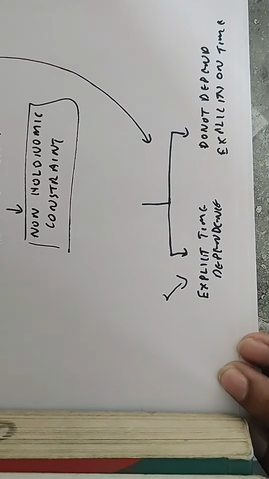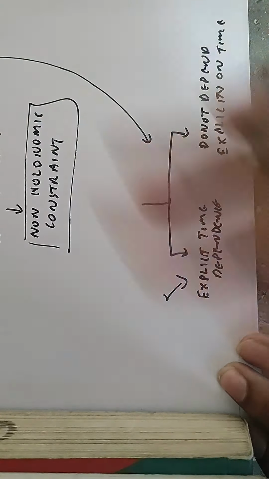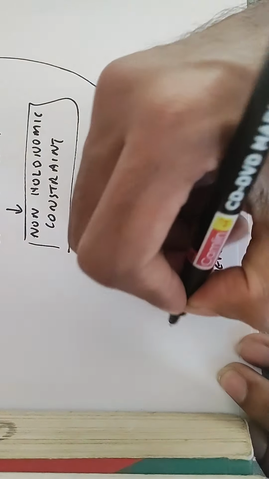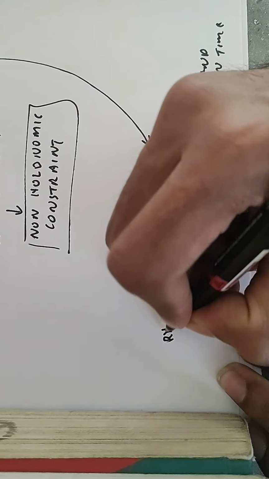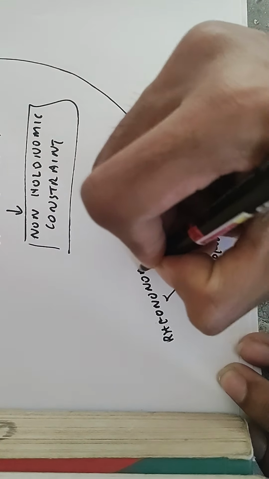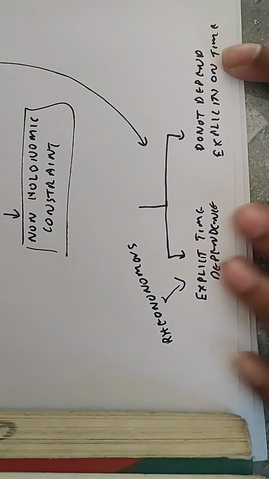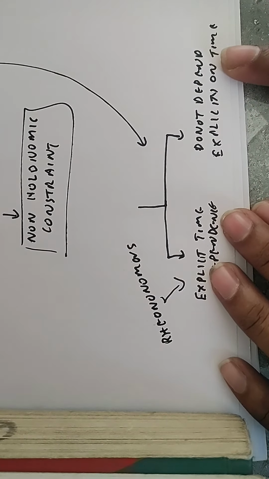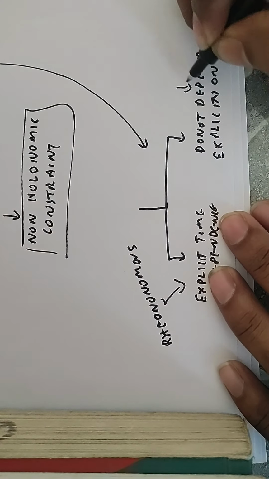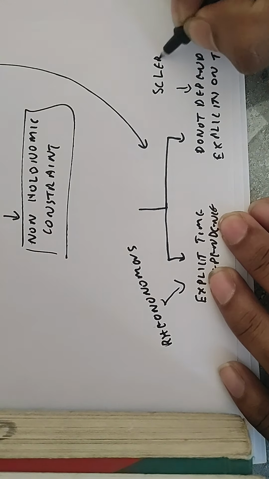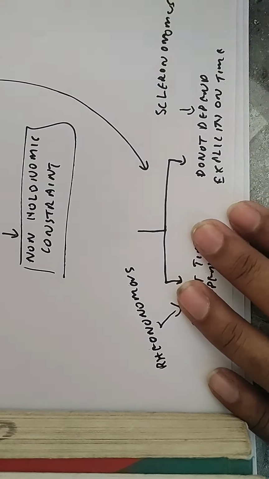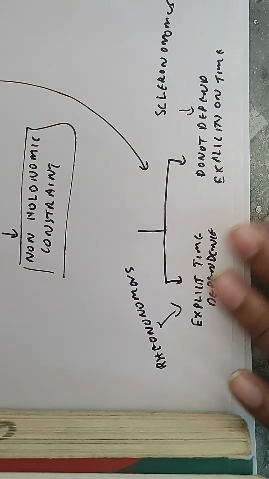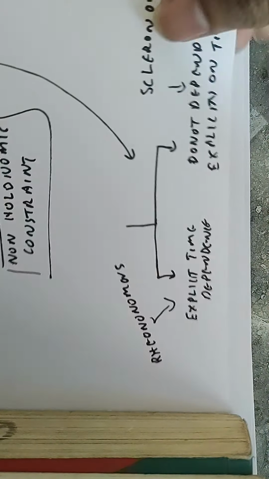The subcategory where the constraint has an explicit time dependency is called the rheonomous constraint. And the constraint which does not depend explicitly on time, where there is no t dependency, we call the scleronomous constraint. I know the names are a little funny, but those are the traditional names. So let me write it.